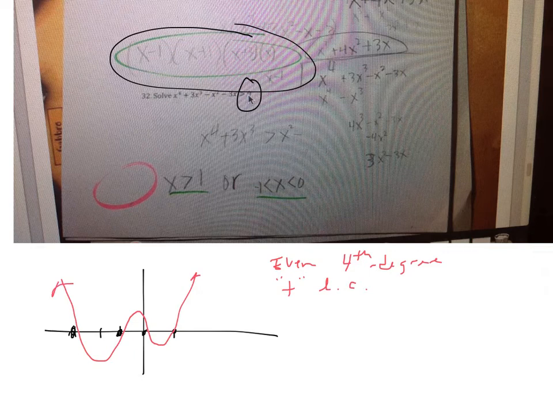So when is it greater than 0? It's greater than 0 from -infinity up until -3, and then union, from -1 to 0, and union, from 1 to infinity.